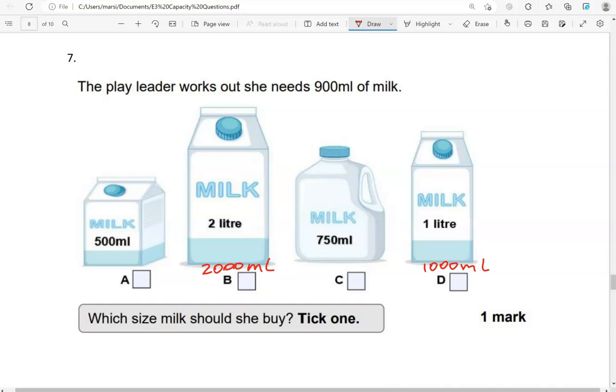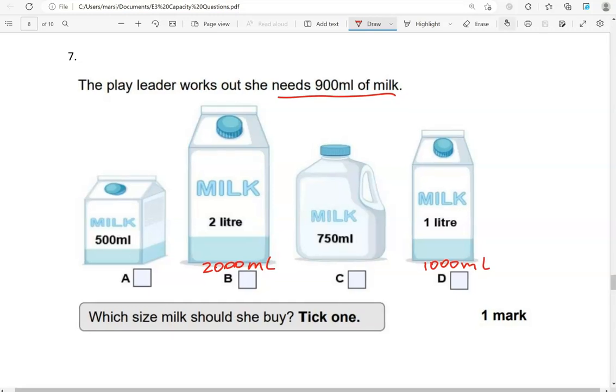So looking at A, it holds 500 millilitres, which is less than 900 millilitres that are needed. So that's not an option that we can tick. Looking at B, it holds 2000 millilitres, which is greater than 900, but it's much greater than 900. It's not just a bit over.